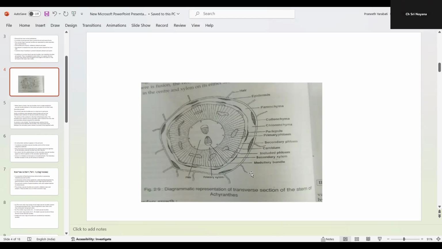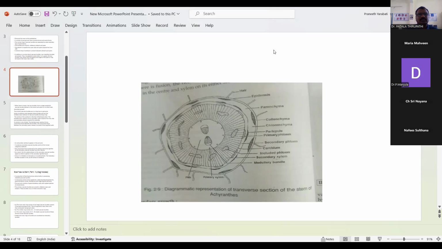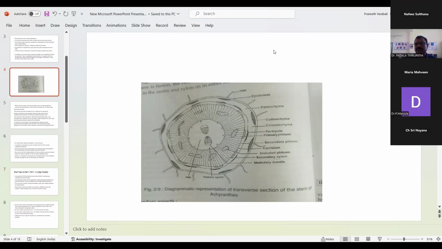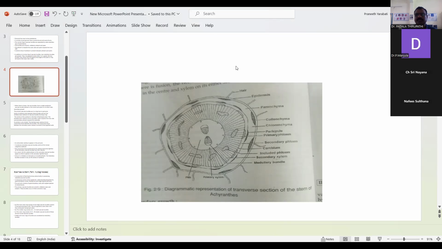Ma'am, these diagram parts of Echinanthus, will they ask questions related to them? Regarding the Echinanthus stem, how does the anomalous secondary growth occur, that is, in the outer ring or middle ring, and how does this anomalous activity occur? Okay, ma'am.